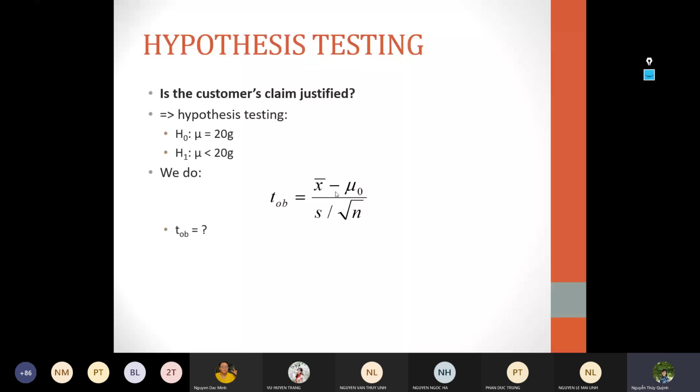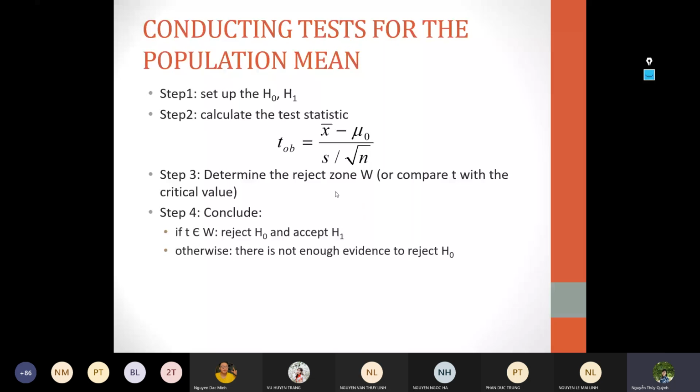In this case, we are using a t-test. Then we will calculate the observed value of t, and we determine the rejection zone like we just have done, to see whether the test statistic is in that rejection zone. Then we draw the conclusions. These are the steps that we have to conduct when we want to do a hypothesis test.